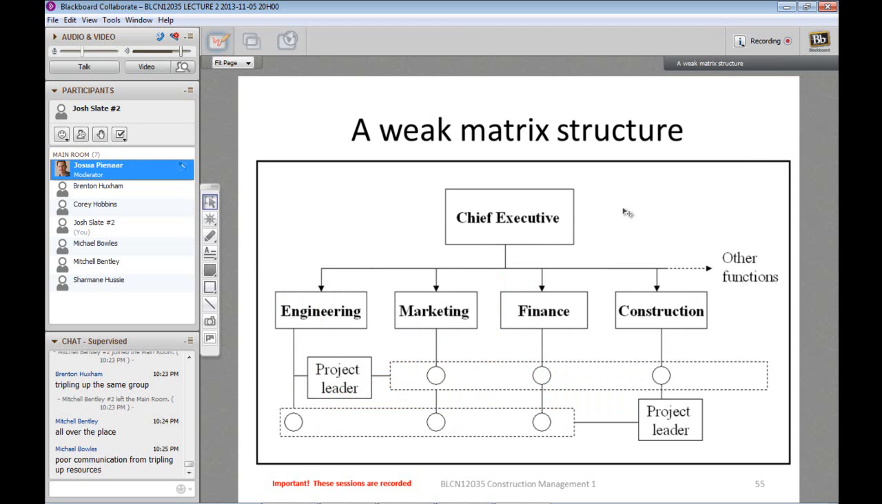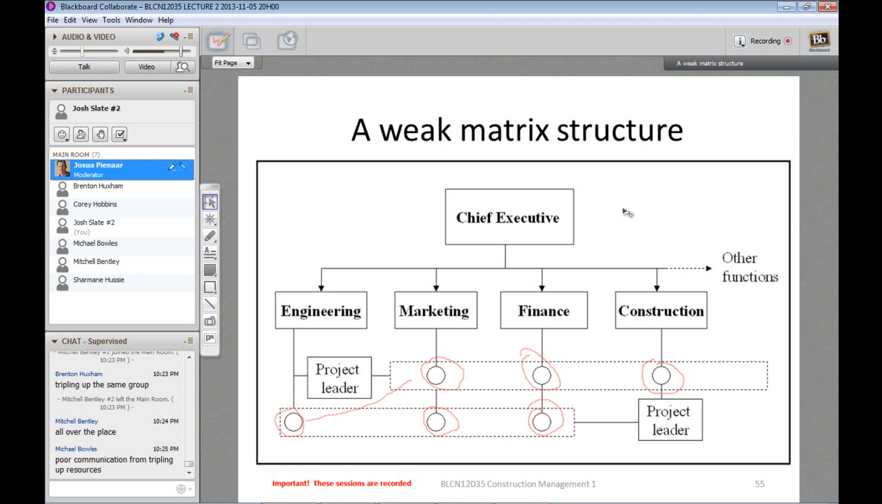All right, so if we look at a weak matrix structure, there's an example of our weak matrix structure, and you can see there we don't have specific resources allocated to our project leader. So our project manager sits over there. He is going to compete for resources over there, and the same with those resources over there. And we've got another project manager sitting on this side, and he's going to do the same.